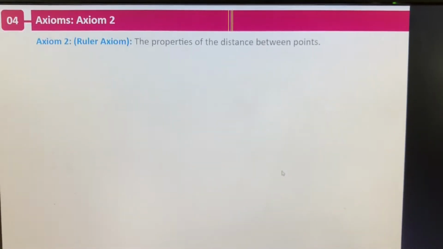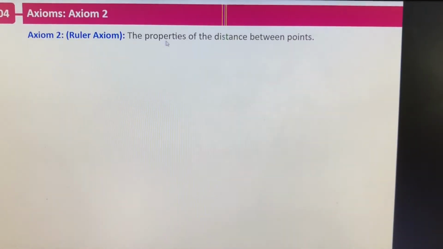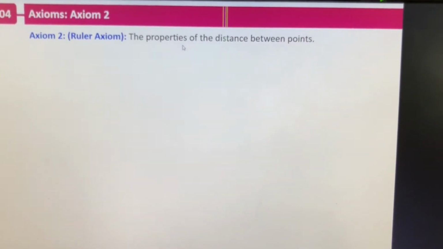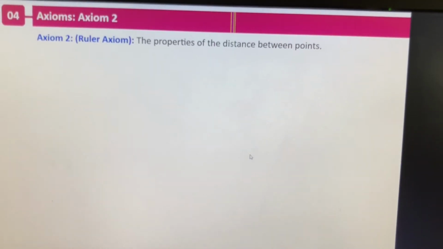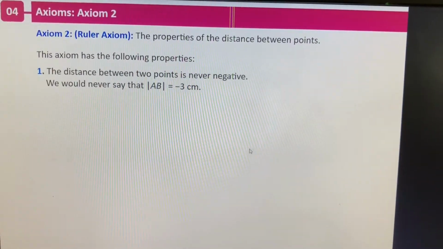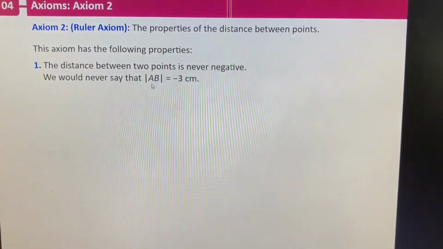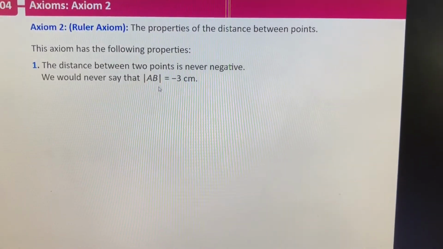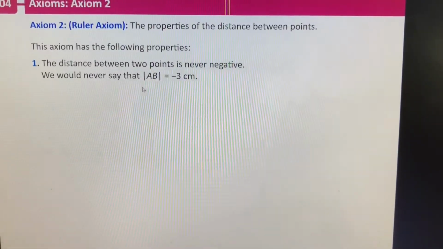Now, axiom 2 then is called the ruler axiom. And that's looking at the properties, which we know are the rules, or what makes something be like it is, of the distance that are created between 2 points. 2 or 3, let's have a look. We're told that the distance between 2 points, and we've got a capital A and a capital B, and we have these 2 lines either side of them. Can you remember what that means? It means the measure of.